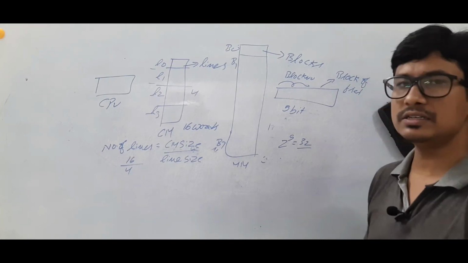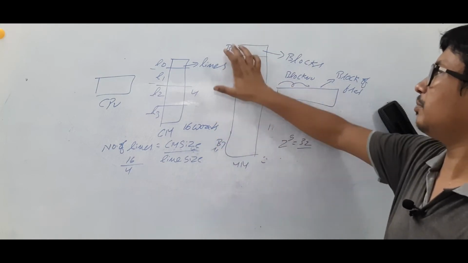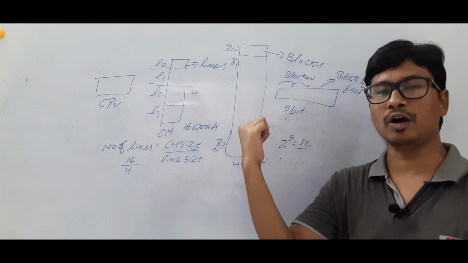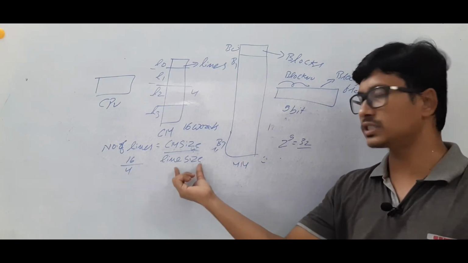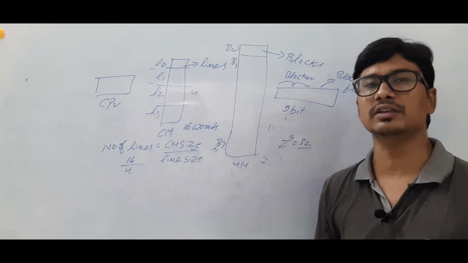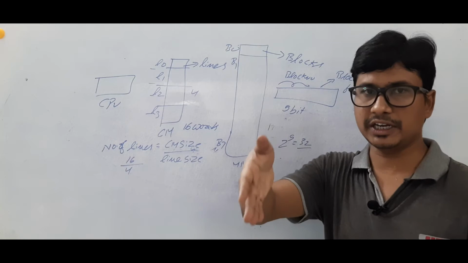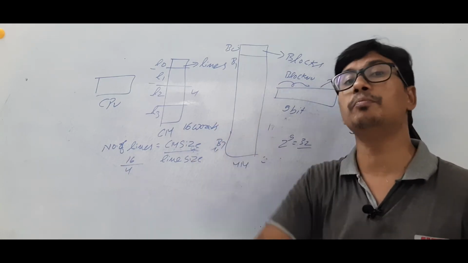Why? Because any word you are searching for will be there in block number 0 to block number 7. So first you need to identify the particular block. In a particular block, it can store up to 4 words according to this example. Then which word are you searching for, where is it? It can be word number 0, word number 1, word number 2, or word number 3 in the particular block.